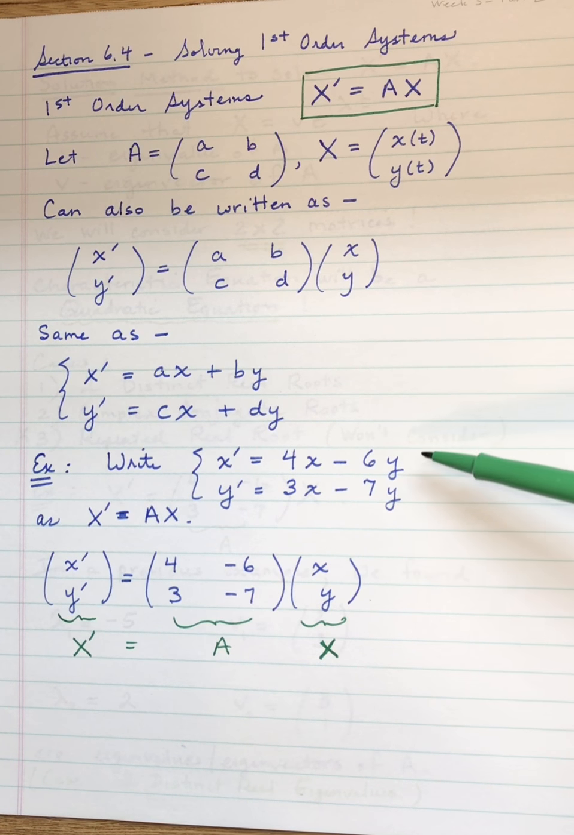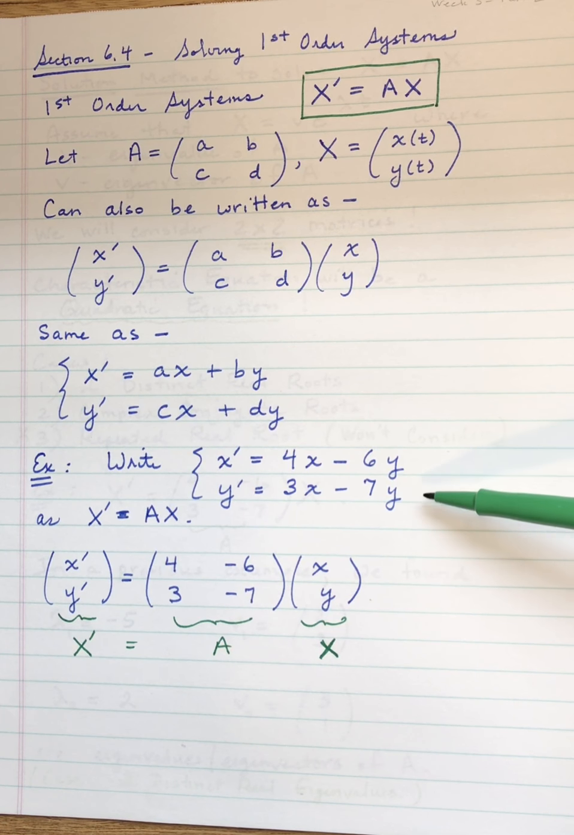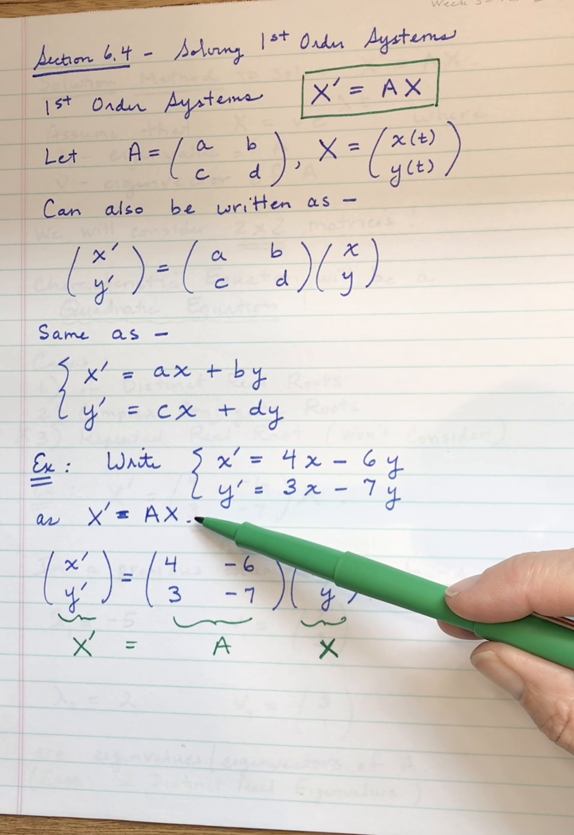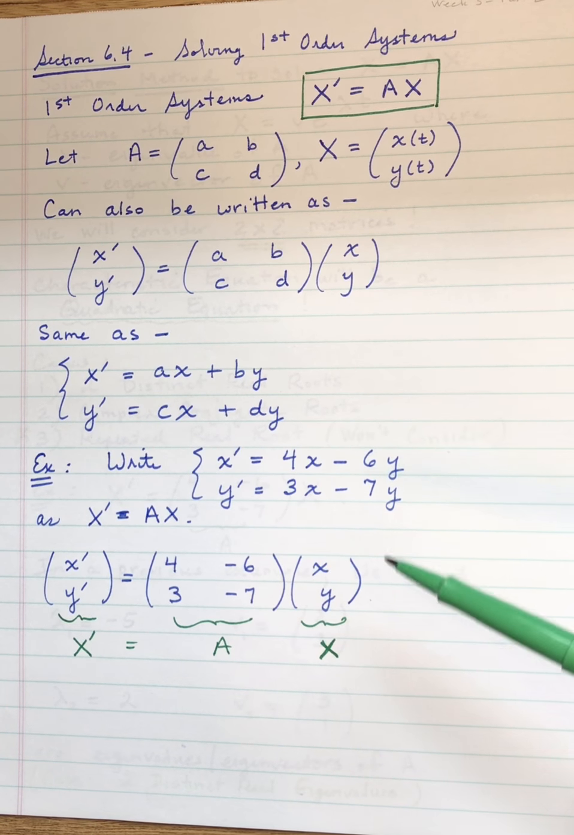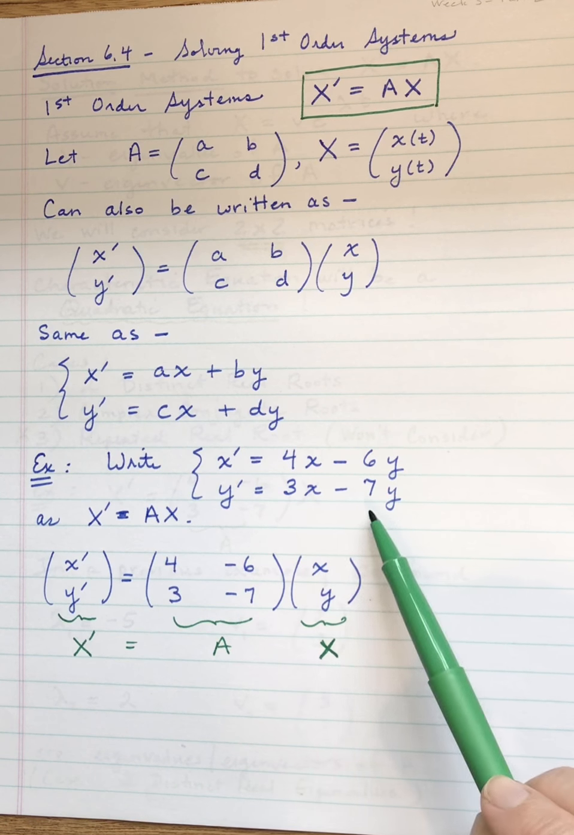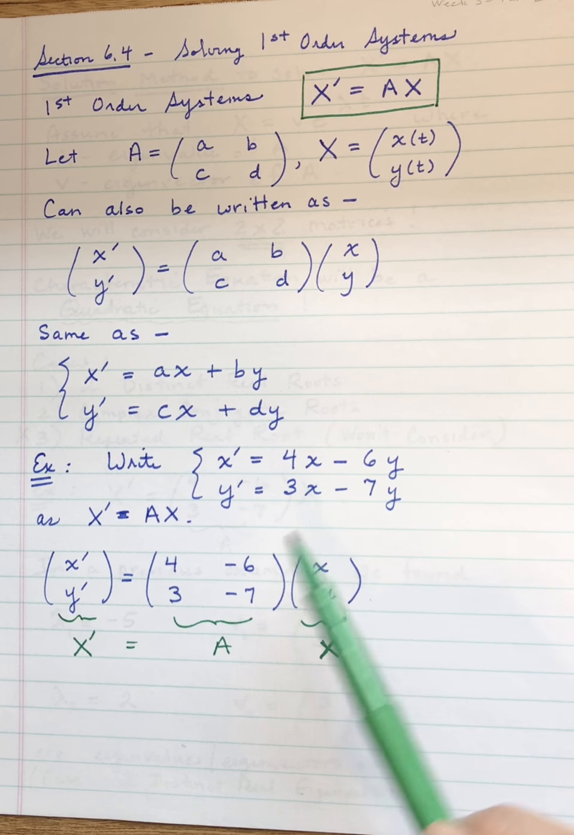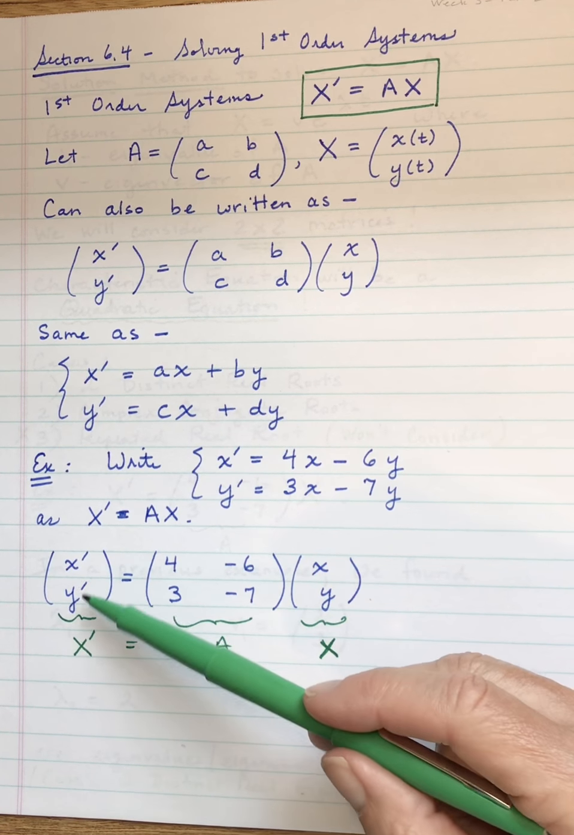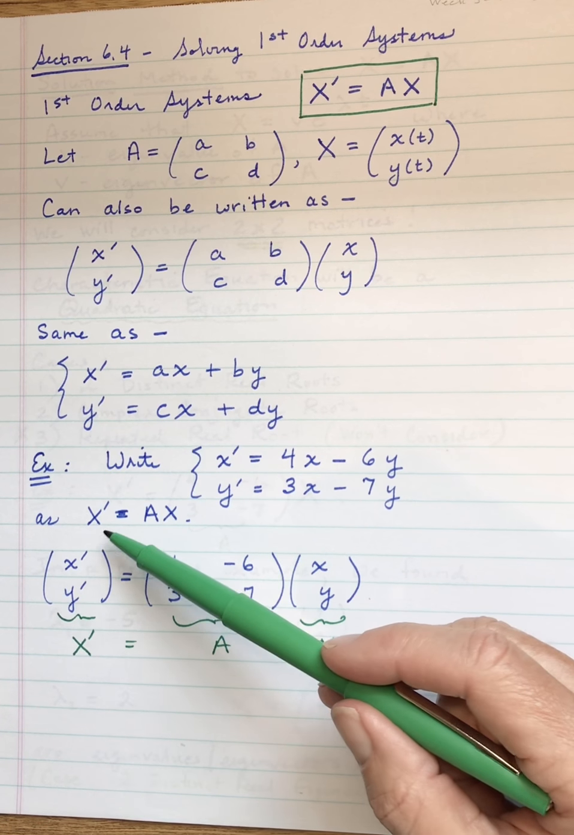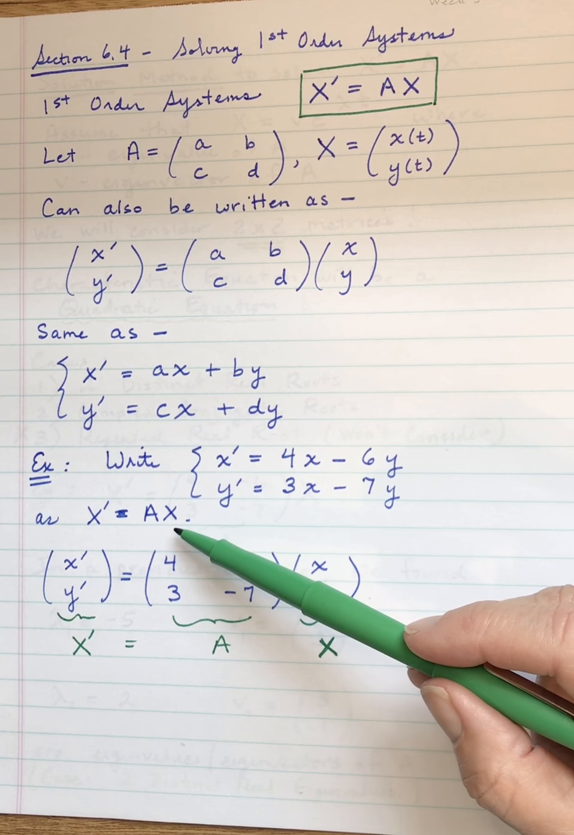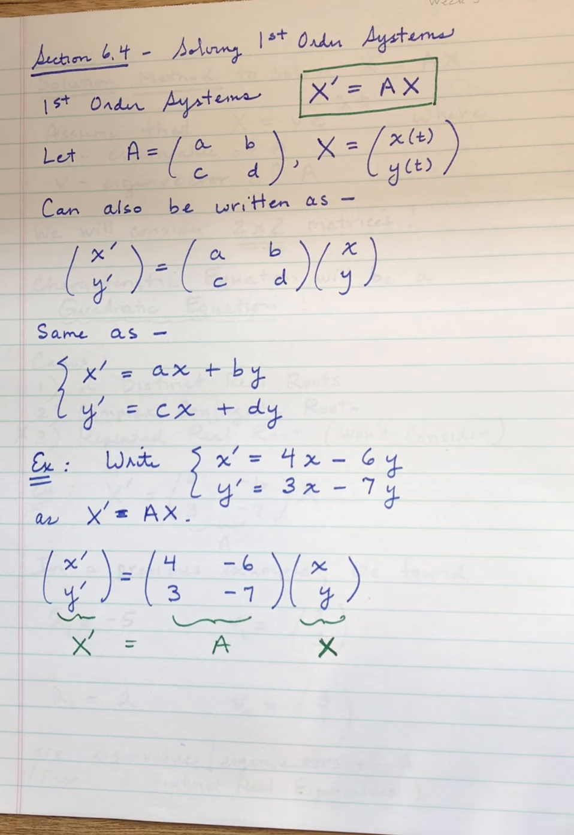So for example, if you have a system of two first order equations written out like this, you can write them in terms of a matrix, and vice versa. So all we have to do is read the coefficients off of your x, y: 4, -6, 3, -7. X prime, y prime is the vector x prime, and this xy vector is your solution x.